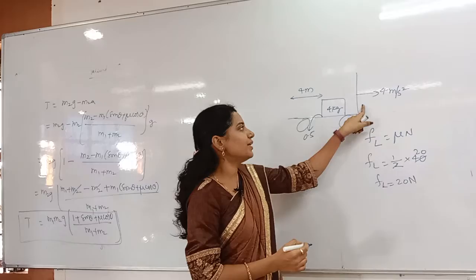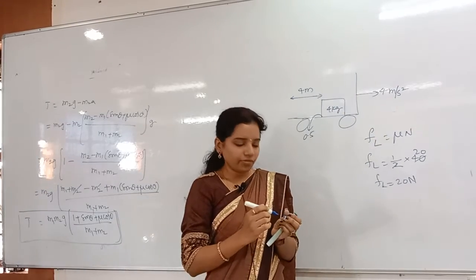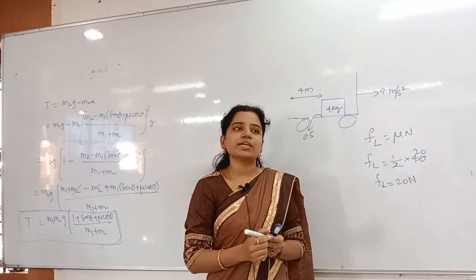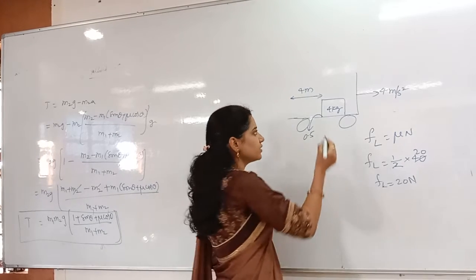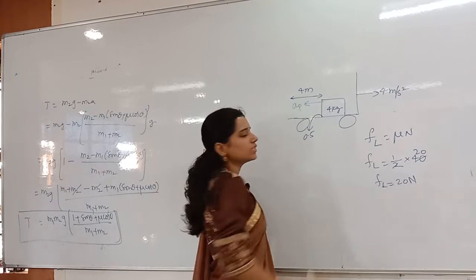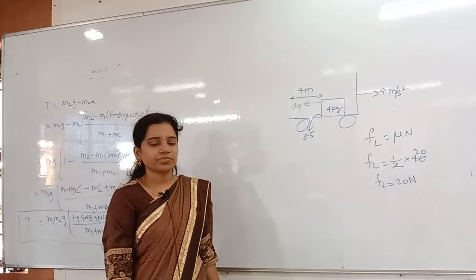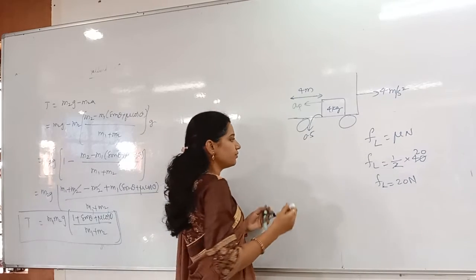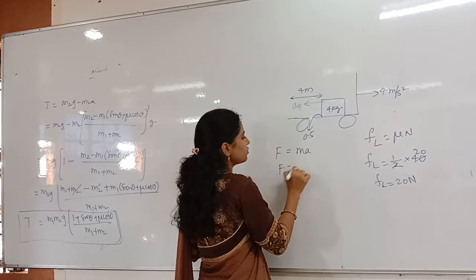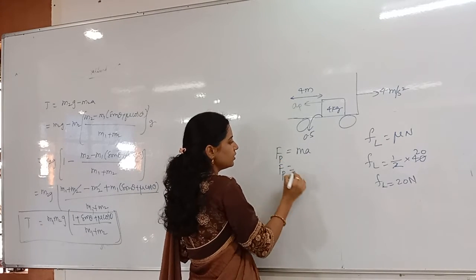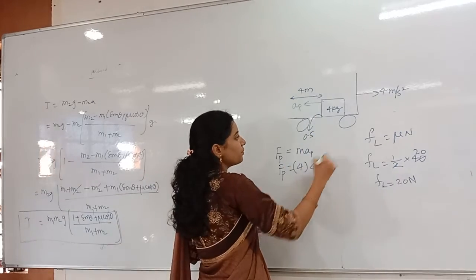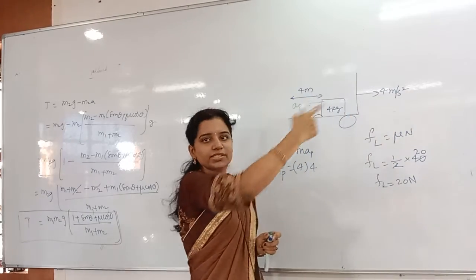On the block, here it is in the accelerating frame. Whenever it is in accelerating frame, then what force will be experienced by the block? Pseudo force will be experienced. In which direction? Opposite direction. In this direction, pseudo force is there. Now find out the force. F is equals to MA. Mass is how much? 4 kg. Pseudo acceleration is how much? 4 meter per second square. Both are same only, no?